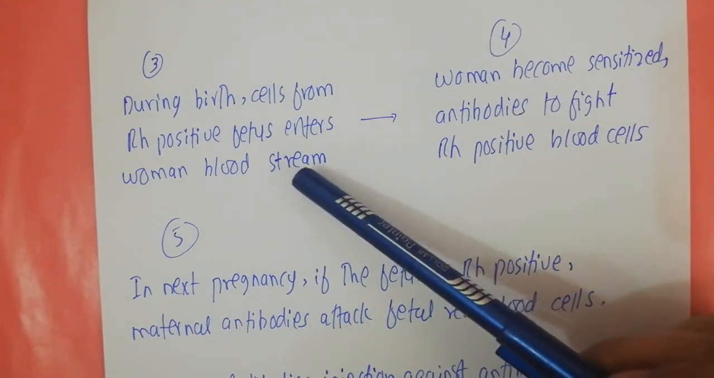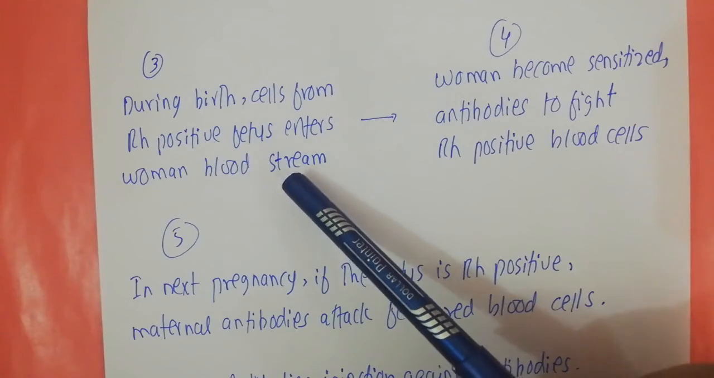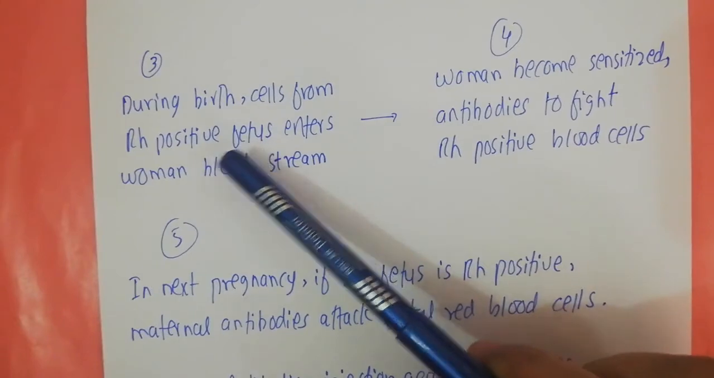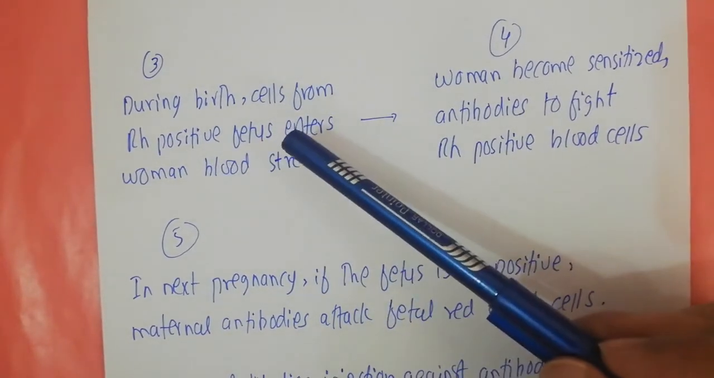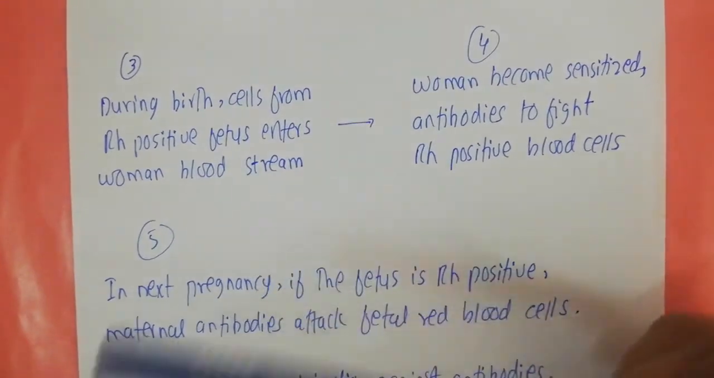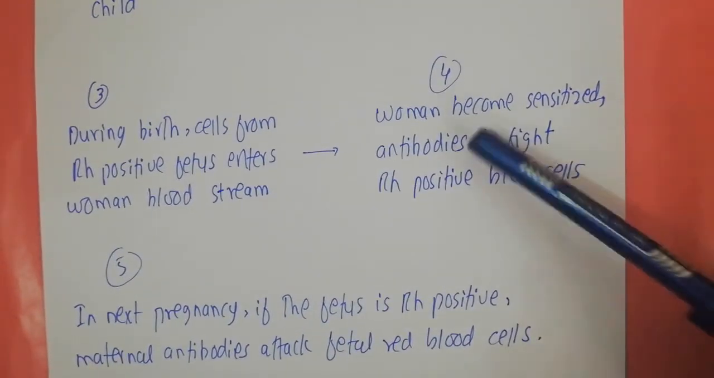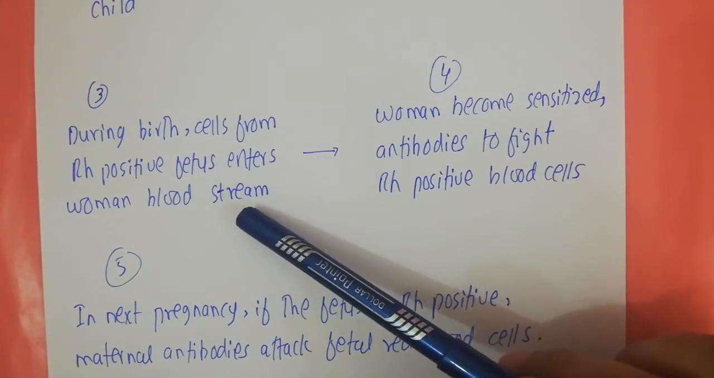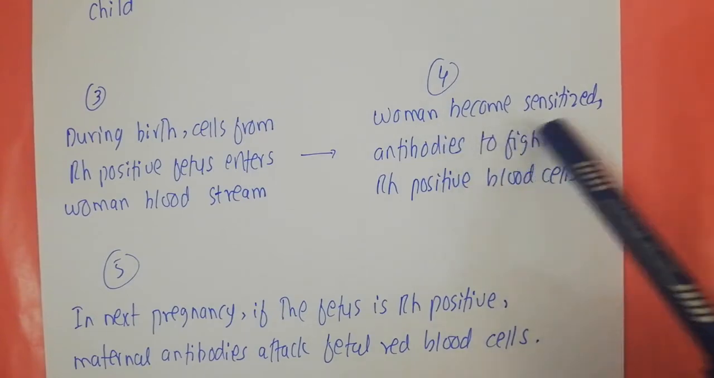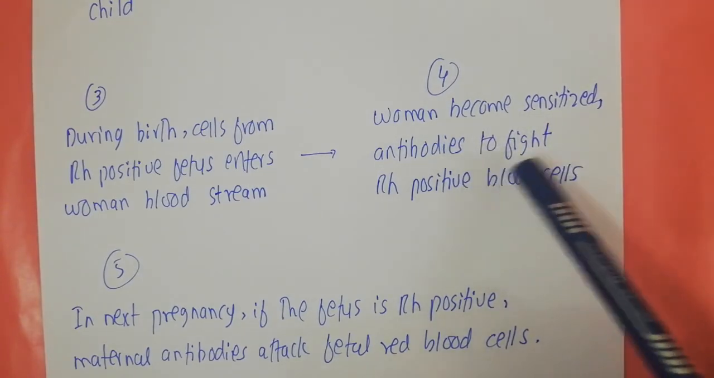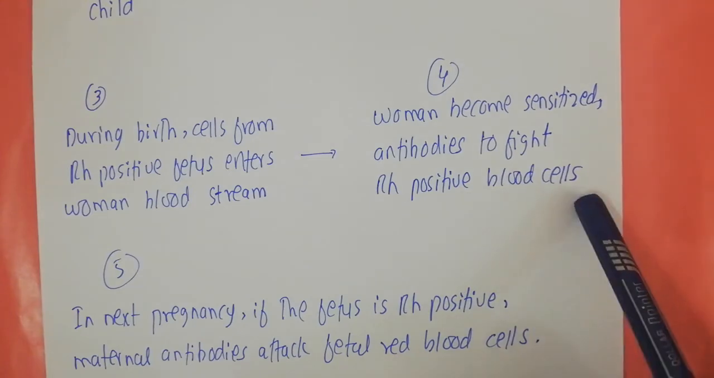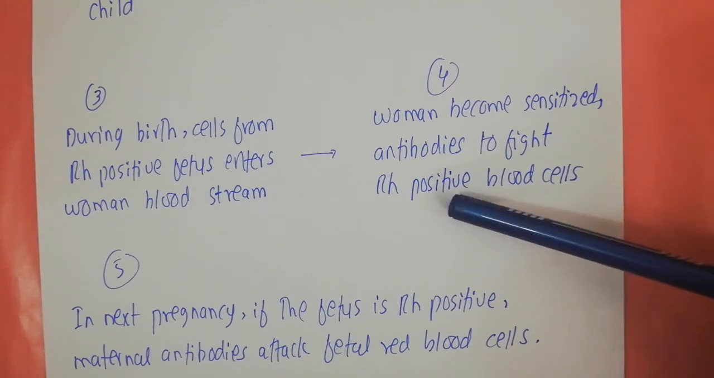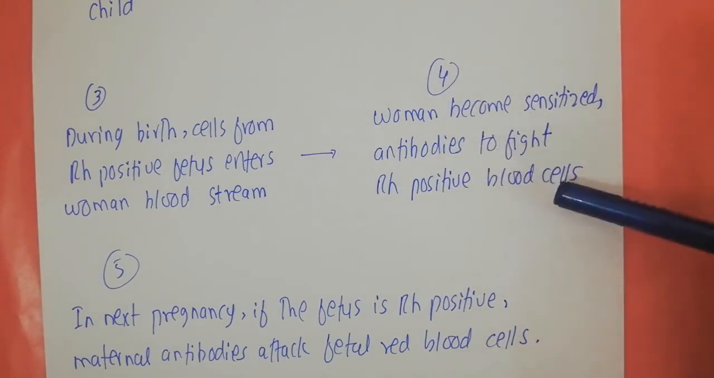Now there is a mixing of the blood, and for the first time, the Rh negative mother's immune system has encountered the Rh positive factor. Now she will make antibodies against it because the Rh positive factor is foreign to her immune system. When the blood of the fetus and the mother mixes, we say that the woman has become sensitized, and she now makes antibodies to fight the Rh positive blood cells, because her immune system is now exposed to the Rh positive factor.